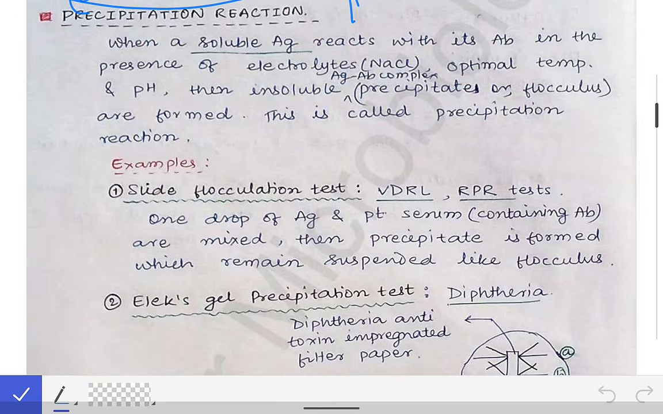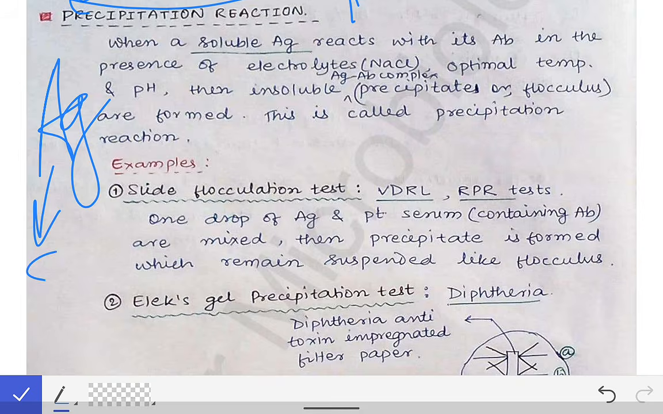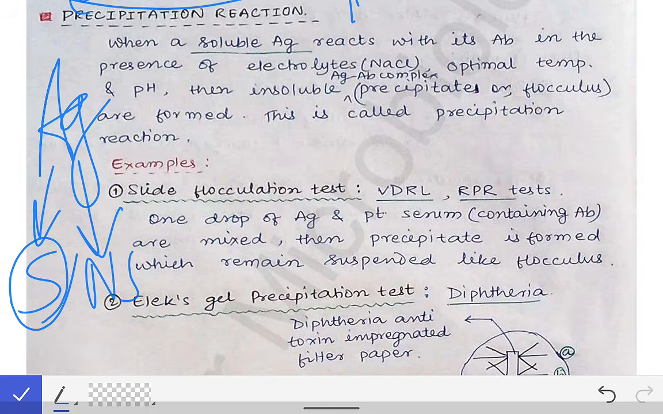Before starting the precipitation reaction, one should be very clear about the antigen, that an antigen can be a soluble antigen or a non-soluble antigen. If the antigen is soluble, then when it reacts with its antibody at a particular temperature and pH, there will be formation of insoluble antigen antibody complexes in the form of precipitates or flocculus. In such a case, it is called the precipitation reaction, because there is formation of precipitates or flocculus.